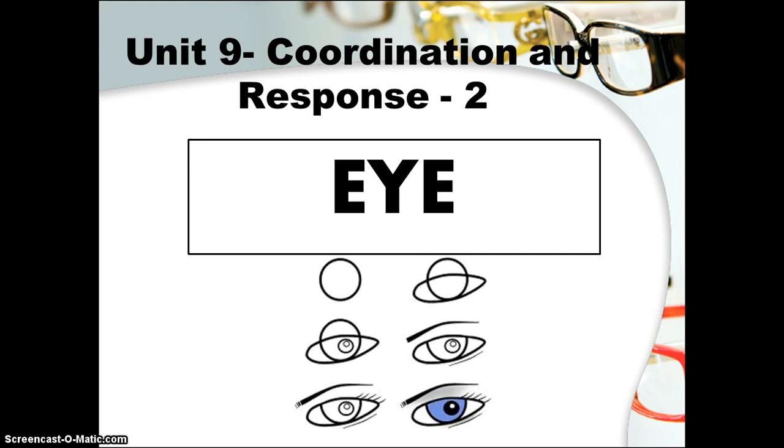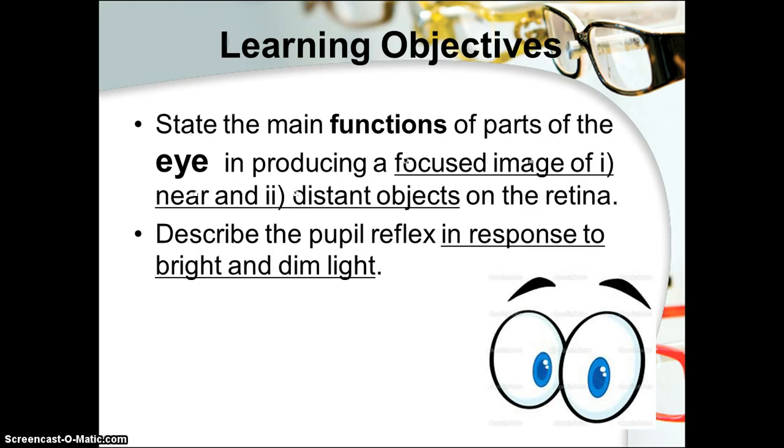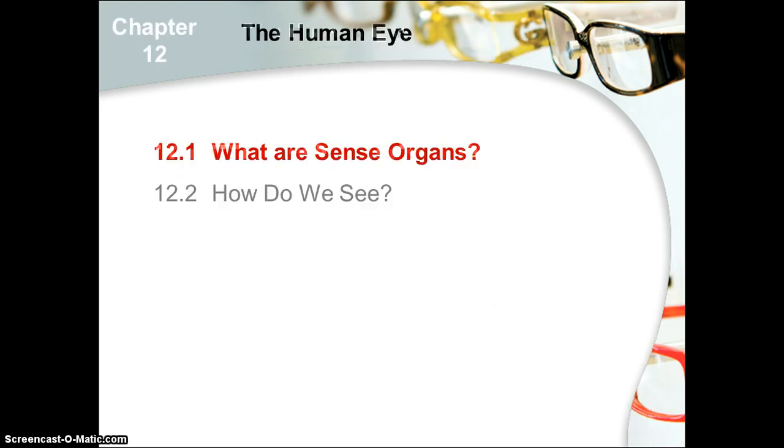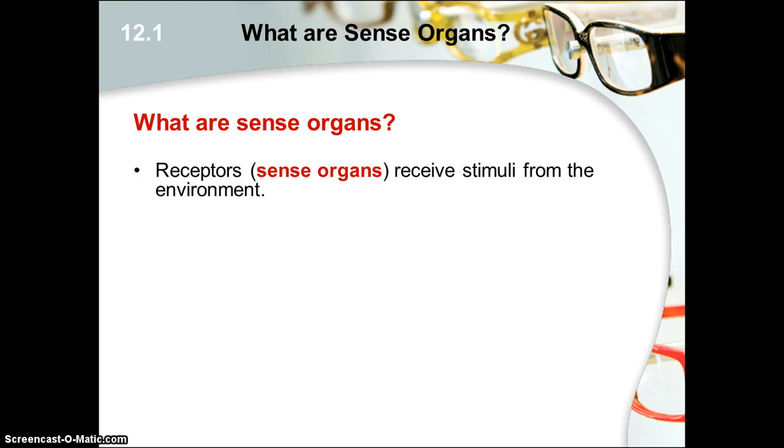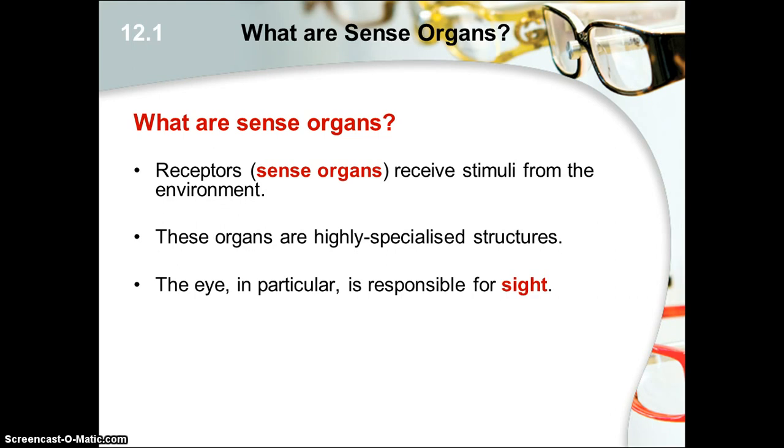In the first part on the eye, we will look into the main functions of the parts of the eye. First, what are sense organs? A sense organ refers to the receptor that receives stimuli from the environment. These organs are highly specialized structures, for example, the eye for sight. We will look into the structure of the eye from the front view before we move to the side view, or the internal structure.